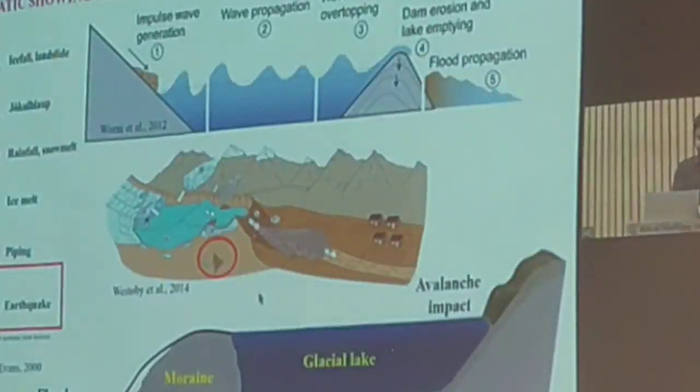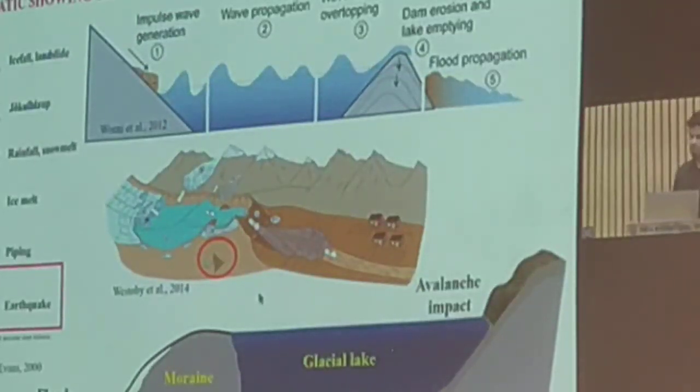So what are the trigger mechanisms of GLOF? Most commonly, 80% of the GLOF events occur because there is an impulse wave, which is kind of a tsunami, or on a smaller scale. We have some kind of a mass movement into the lake, which generates a tsunami kind of a wave, which overtops the frontal dam. And finally, we have flood downstream.